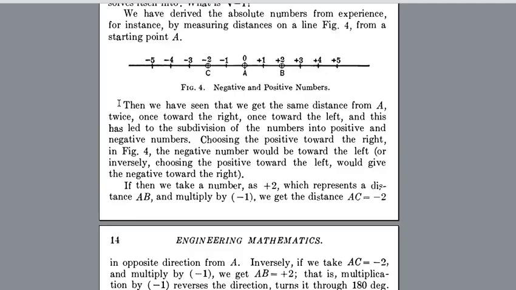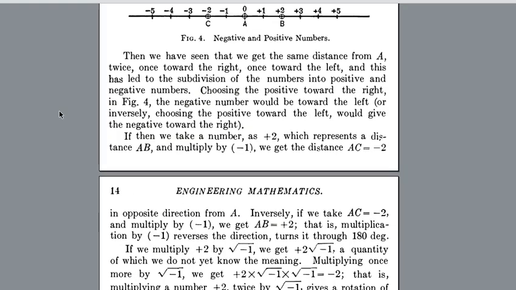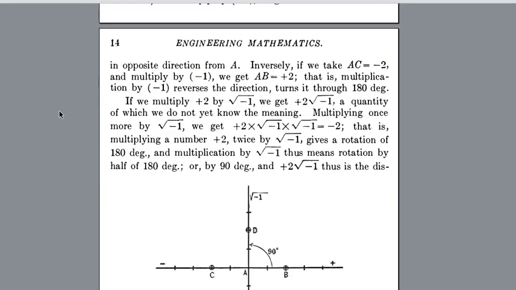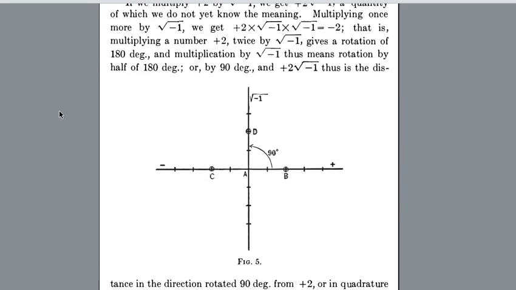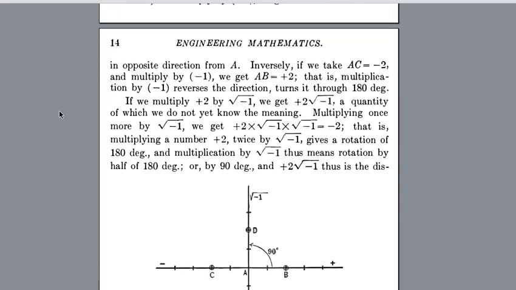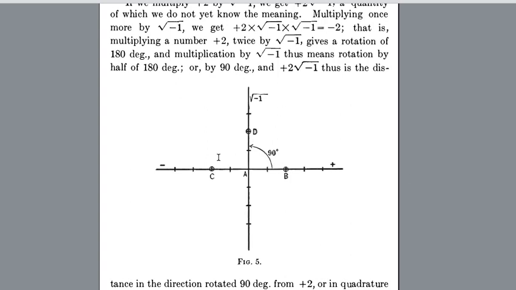The concept of quadrature numbers. 1. Multiplying by the square root of -1, which Steinmetz refers to as a quadrature number, rotates a number by 90 degrees instead of 180 degrees. 2. Repeated multiplications of a number by the square root of -1 create a pattern. After one multiplication, the number rotates 90 degrees. After two multiplications, it rotates 180 degrees. After three multiplications, it rotates 270 degrees. After four multiplications, it completes a full rotation of 360 degrees and returns to its original position.